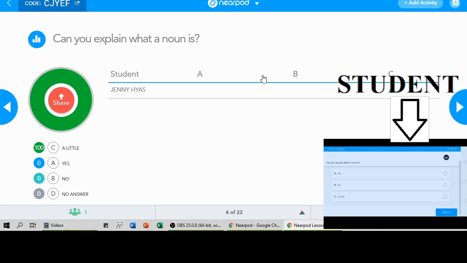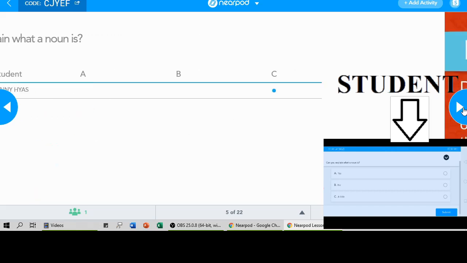So we can see here that student jennyhiyas answers the first question. Can you explain what a noun is? Her answer to this is letter C, so it means she answers a little. Click the arrow.